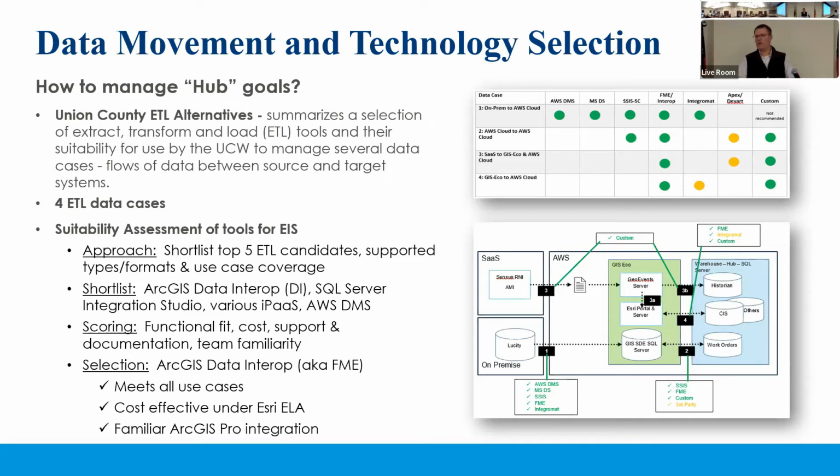We shortlisted a couple of things. SQL SSIS did pretty well. There were a couple of different iPaaS solutions, which are software-as-a-service or data-management-as-a-service tools. AWS had one, but ultimately we selected the ArcGIS Data Interoperability tool. We shorten that and just call it FME. I think some of you are familiar with it, but it's a great tool to build models and move your data around from various sources. It met all the use cases that we came up with, is very cost effective under our ELA, and also had a native, familiar look using ArcGIS Pro integration. So again, that was the Data Interoperability tool. We looked at a lot of different use cases, and it came out on top.